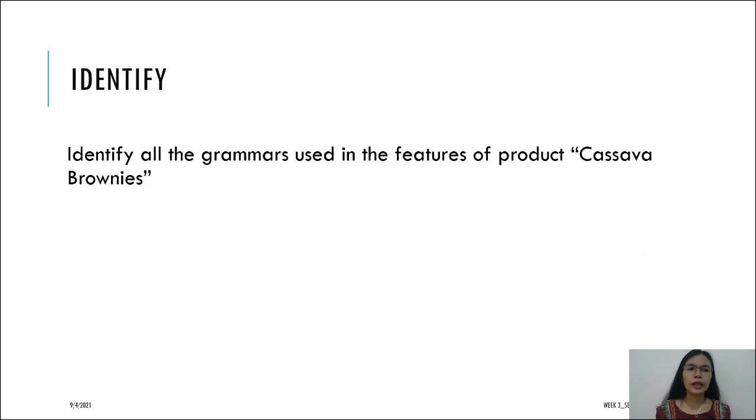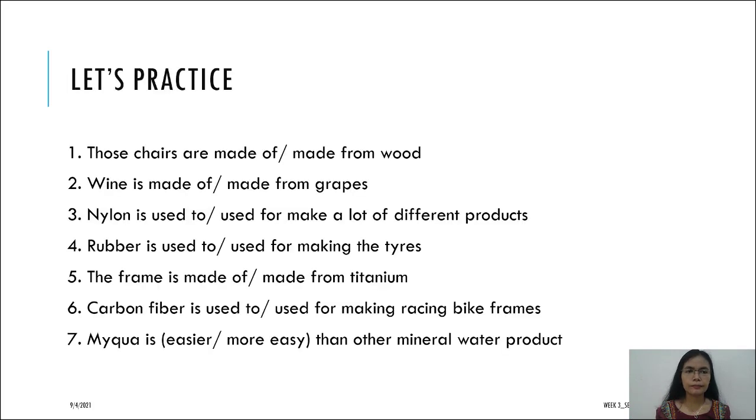Okay, so for the first exercise, I want you to identify all the grammars used in the features of product, cassava brownies. So for this, I want you to go back again to the reading, and then identify the grammars that we have just discussed in the text. Okay, so we talk about made of or made from, we talk about used to and used for, and we talk about comparatives. Have a look at these grammars in the text.